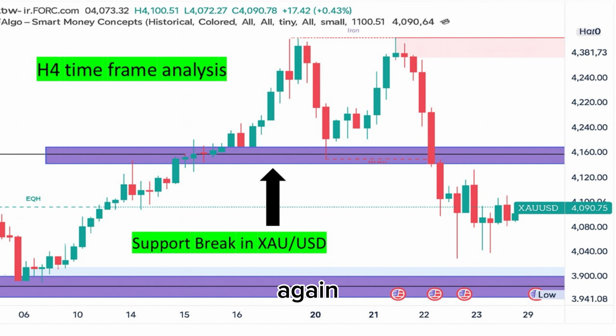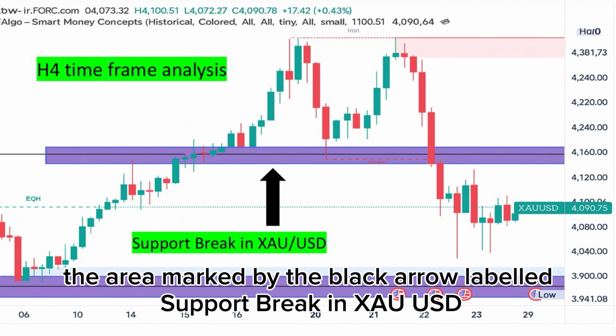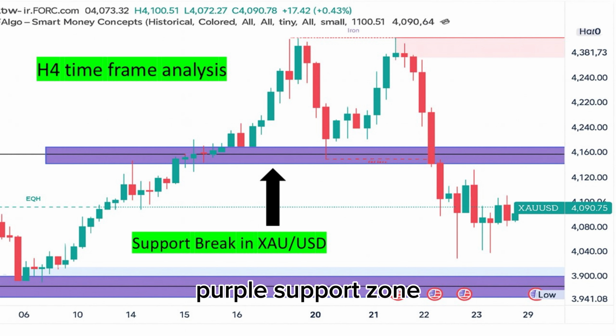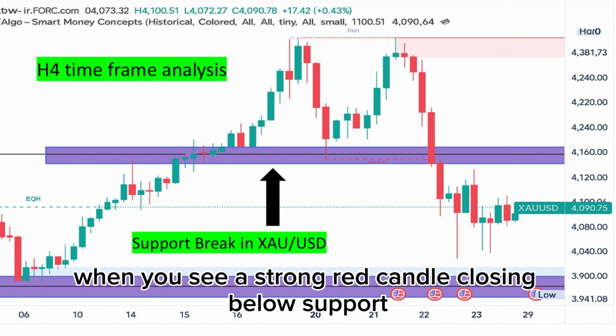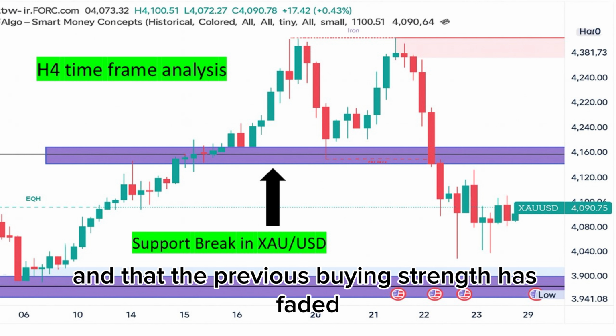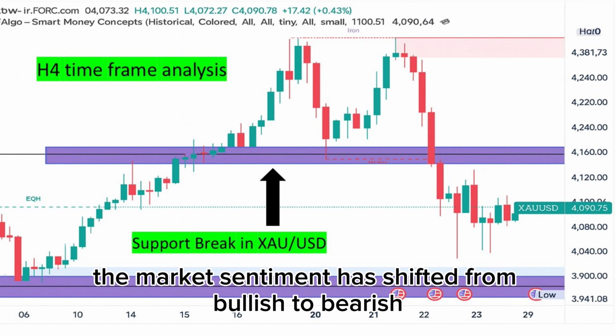Here's the most important part: the area marked by the black arrow labeled Support Break-In, XAU USD. This is where the price finally broke below that key purple support zone. When you see a strong red candle closing below support, it's a clear signal that sellers have taken control and that the previous buying strength has faded. In simple words, the market sentiment has shifted from bullish to bearish.